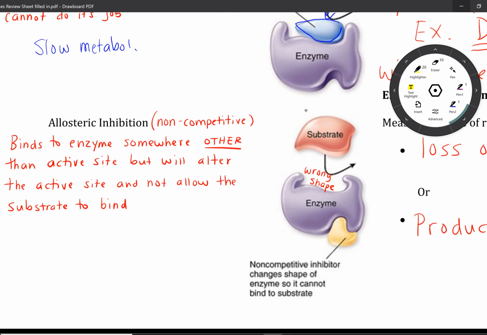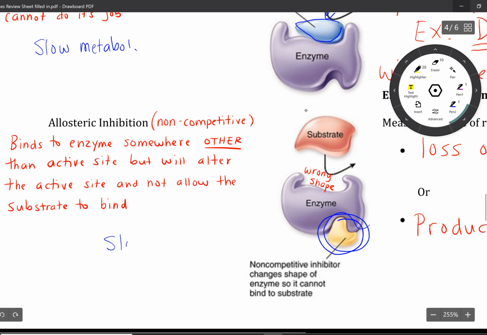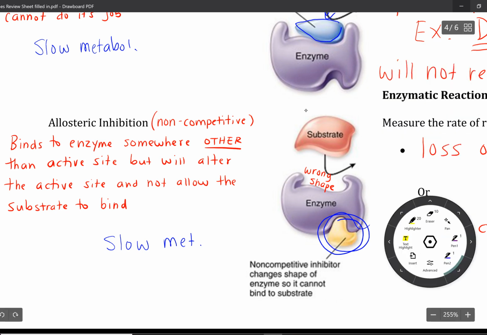Another way to mess up the active site is what is known as non-competitive or allosteric inhibition. In this case, the allosteric or non-competitive inhibitor is not in the active site, it's over here, but it alters the shape of the active site so the substrate does not fit. Again, this will also slow metabolism. So all of these examples where we mess up the active site are going to be negative for the enzyme and substrate and the act of trying to break them down.